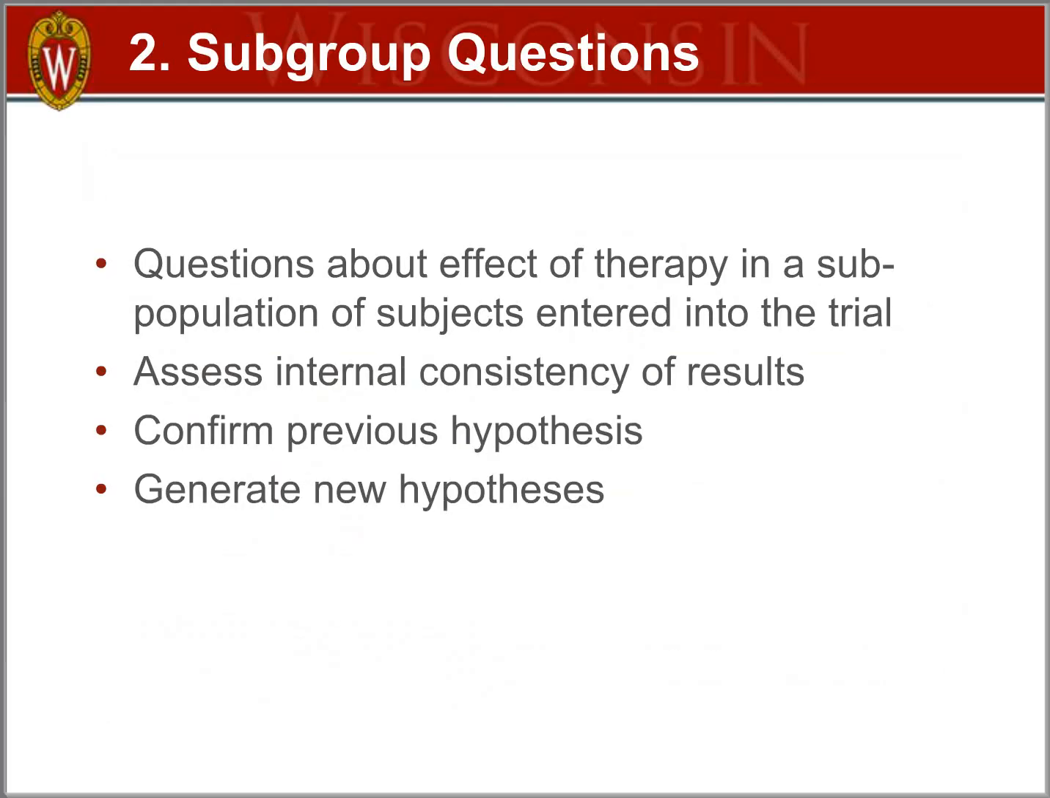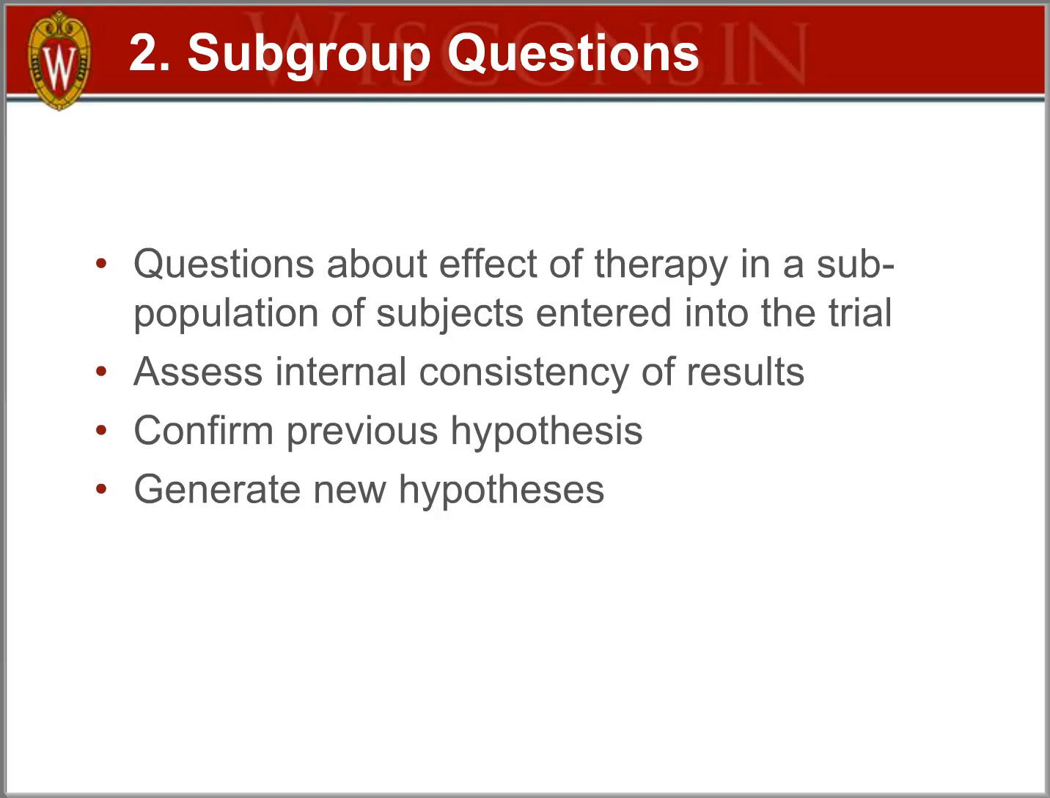Having decided what the primary and secondary questions are and prioritized them, we also know that we want to examine subpopulations of the study. So we will naturally have questions about the effect of the therapy in a subpopulation of subjects that were entered into the trial. We also want to assess the internal consistency of the results.